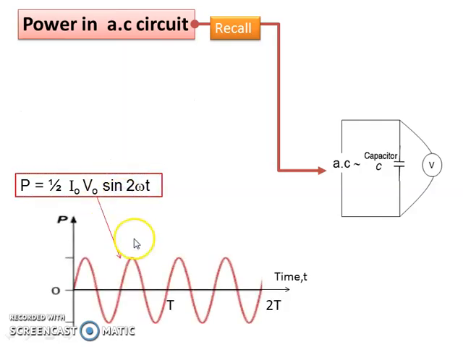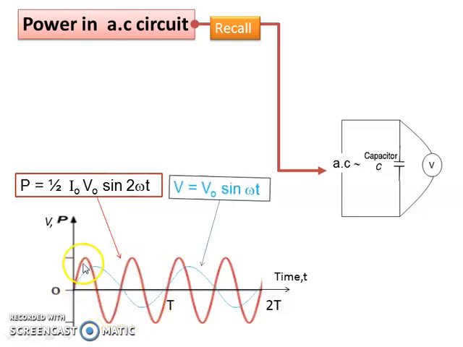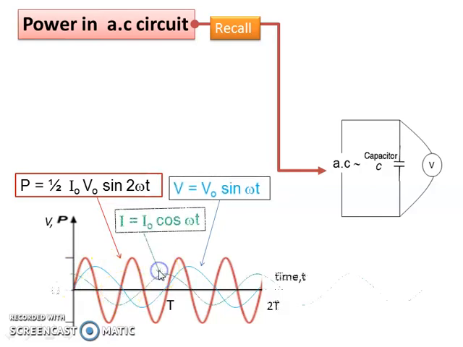So the graph we get is a sinusoidal shape because of sine 2 omega t, so the frequency becomes double. Compare with the V-t graph, so we plot the V-t graph and I-t graph in the same graph. Just now V equals V naught sine omega t and I equals I naught cos omega t, where I leads V by pi per 2 radians.